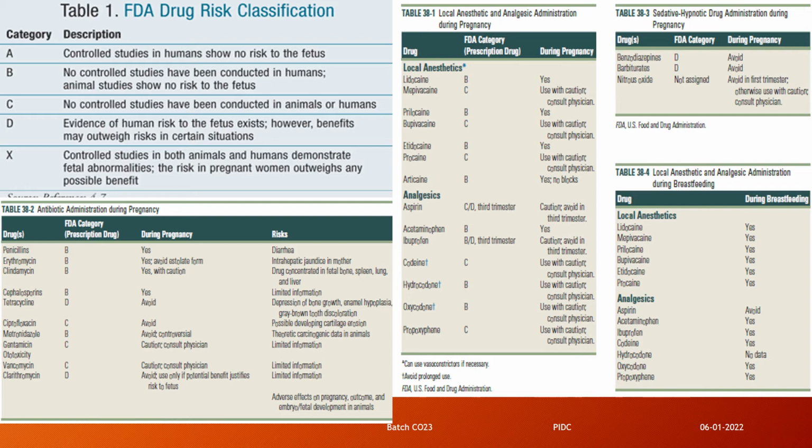Under antibiotic administration, you can see that penicillin, erythromycin, and clindamycin come under the B category. So these can be taken during pregnancy, with some risks like diarrhea, jaundice, and so on. Tetracycline should be avoided. There is evidence of depression of bone growth, enamel hypoplasia, and gray brown tooth discoloration.